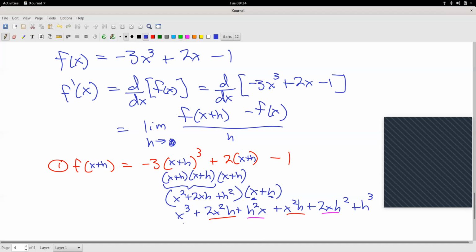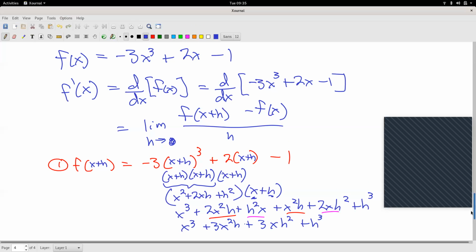So this cleans up to be x cubed plus 3x squared h plus 3xh squared plus h cubed. And if you're not familiar with this sequence where we take a binomial and we square it and cube it and raise it to the fourth power and so on, that's called the binomial theorem. And there's a lovely pattern to those coefficients. And I'll refresh your memory on that tomorrow or the next day.